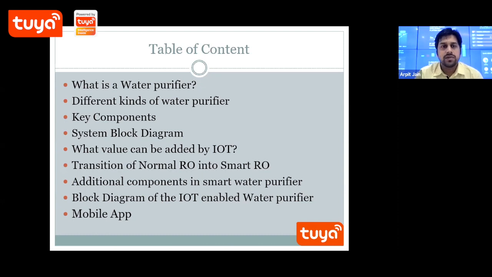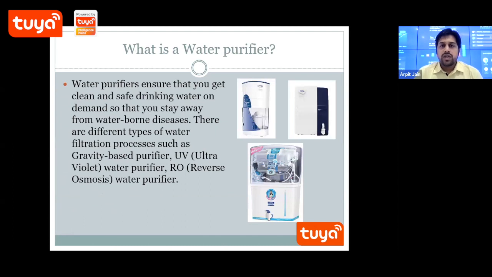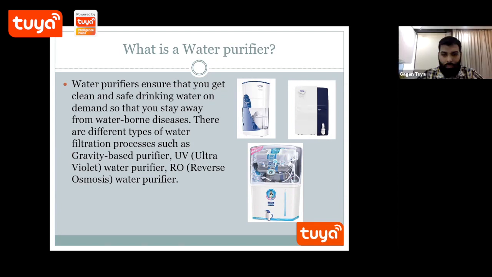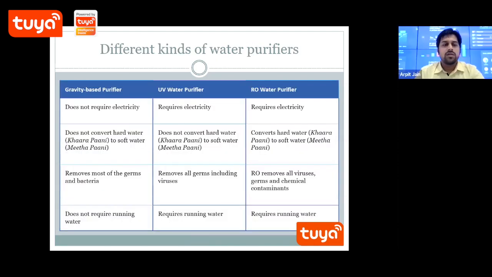So let's start. Water purifiers ensure that you get clean and safe drinking water on demand, so that you stay away from waterborne disease. These are different types of water purifier. Water purifier filtration processes, such as gravity based purification, ultraviolet, RO water purifier. So what are these different kinds of water purifier?